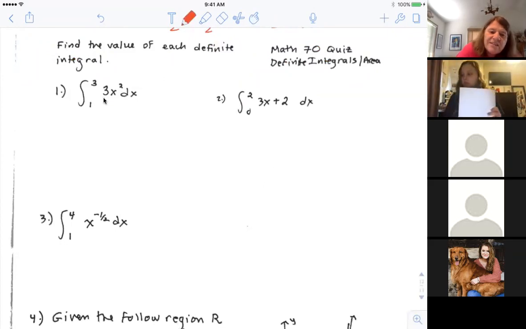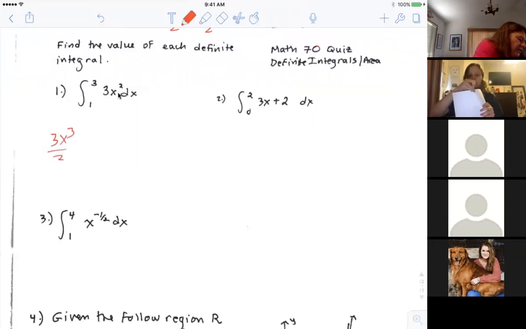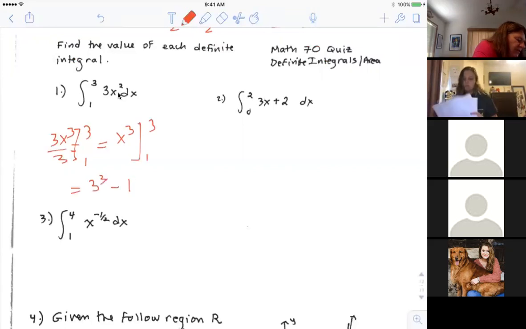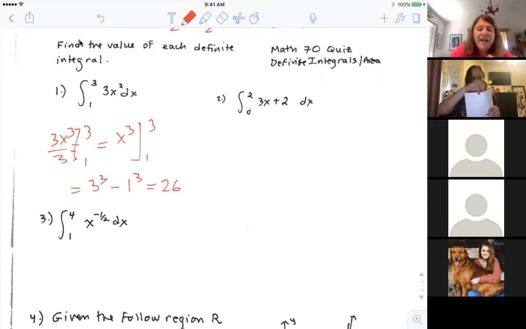First thing we do is take an antiderivative. So that's going to be 3x cubed over 3, which we're going to evaluate from 1 to 3. You can simplify it. It's x cubed from 1 to 3. You'll plug the 3 in first, and then subtract the 1 plugged in, which will be, in this case, 27 minus 1, or 26. So antiderivative, plug in the top, take away the bottom plugged in, with the number plugged in.